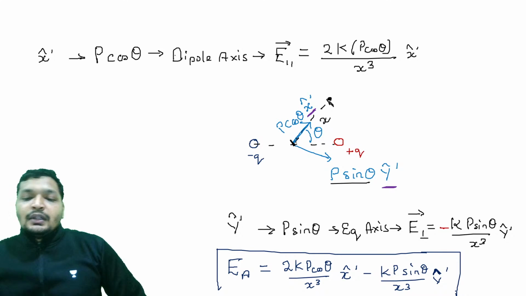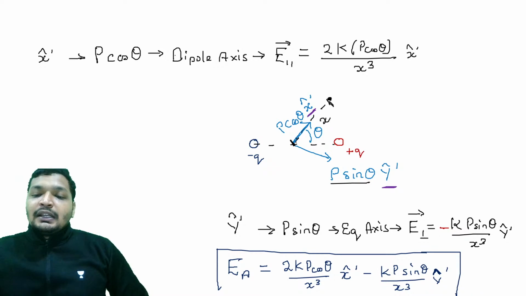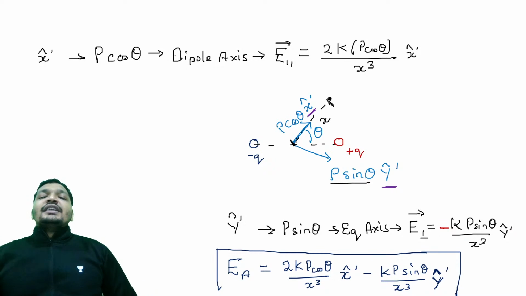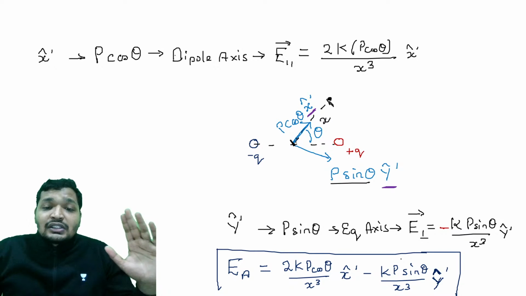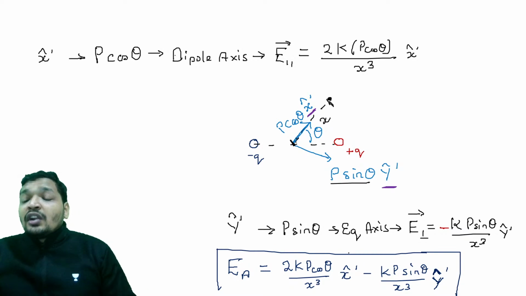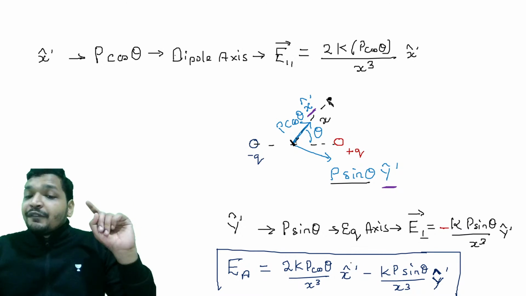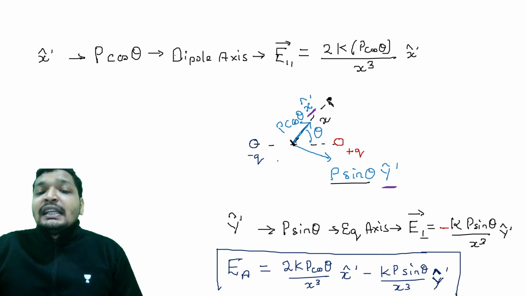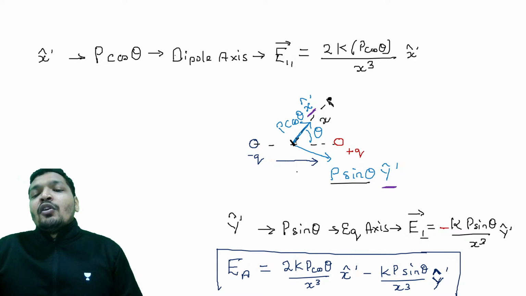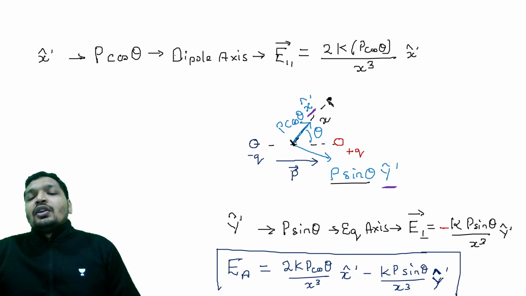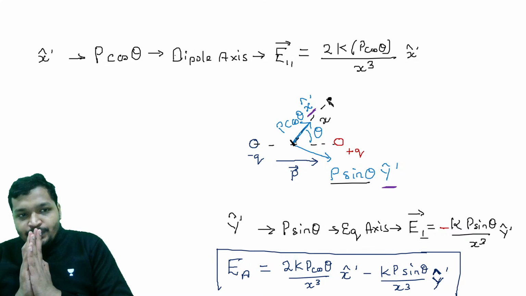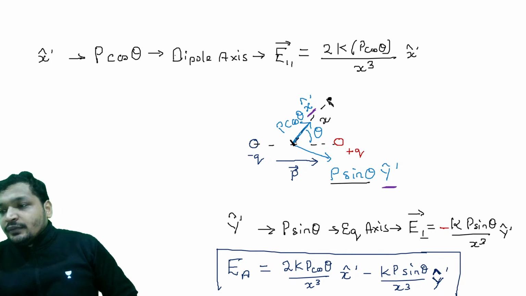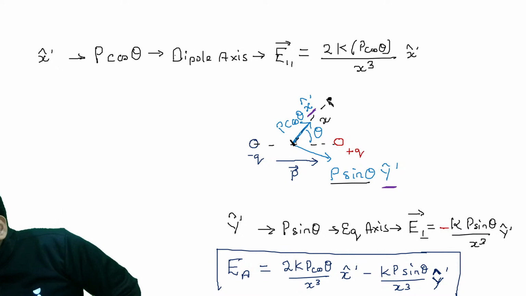Easy? This is easy, guys. But you need to understand what we have done. We haven't done anything other than resolving which one? Resolving the dipole moment. We have resolved the dipole moment, not any other vector quantity. I hope this is clear, with a tilted axis, etc.